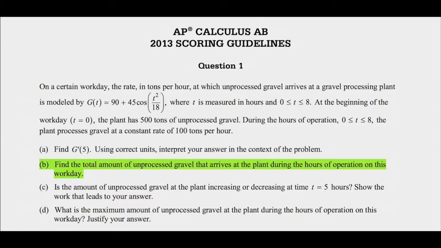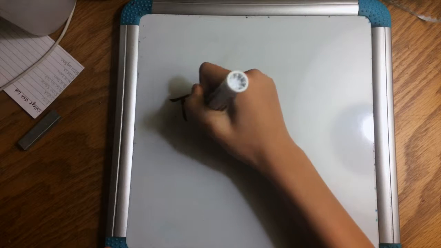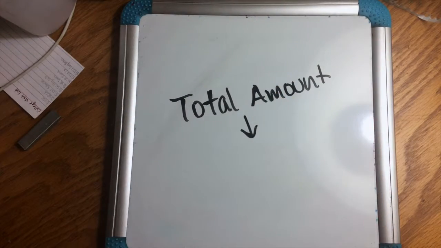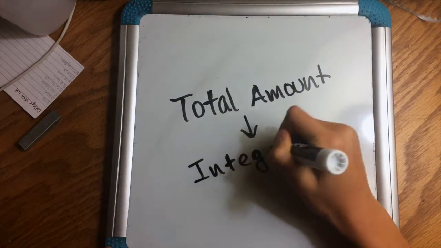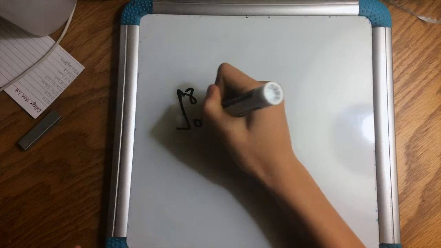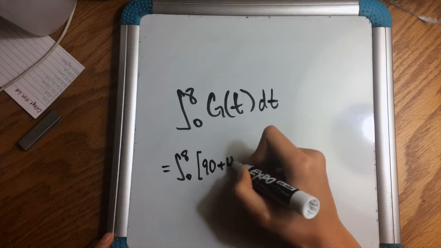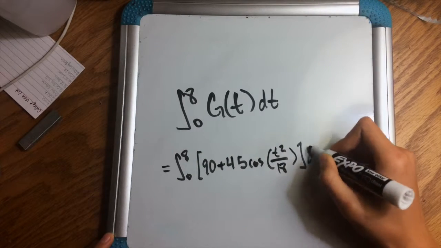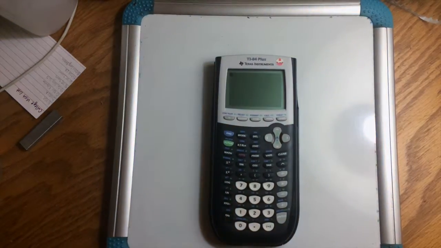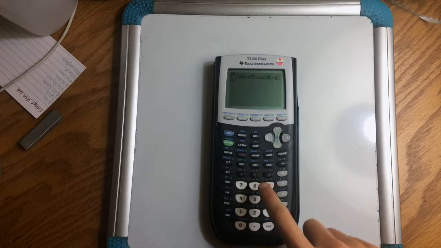And next, Part B asks us to find the total amount of unprocessed gravel that arrives at the plant during the hours of operation. The keyword in this problem is total amount. This signifies that we have to use an integral. Because the hours of operation is from 0 to 8, we set up the integral from 0 to 8 of g of t dt, which would also be the integral from 0 to 8 of 90 plus 45 cosine of t squared over 18 dt. And once again, you can plug that into your calculator and you should get around 825.551 tons.